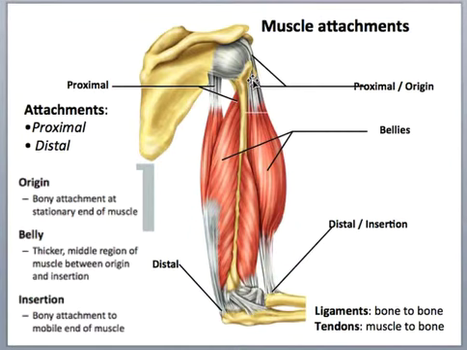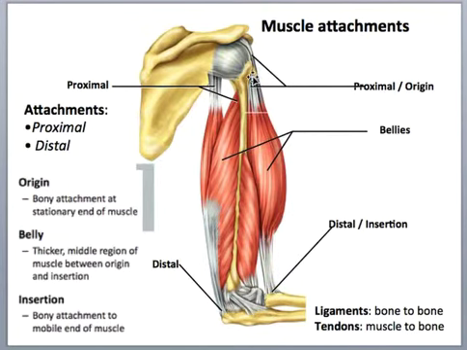So the definition of the origin is the bony attachment at the stationary end of the muscle. All right. So when this biceps brachii contracts, it's going to move this bone this way. So this attachment here is the one that's moving, and this attachment here is the one that's stationary. And if you need to prove that to yourself, you can kind of move your elbow around. So this attachment is the origin of the biceps brachii, and this attachment is the insertion, the bony attachment to the mobile end of the muscle, the insertion.